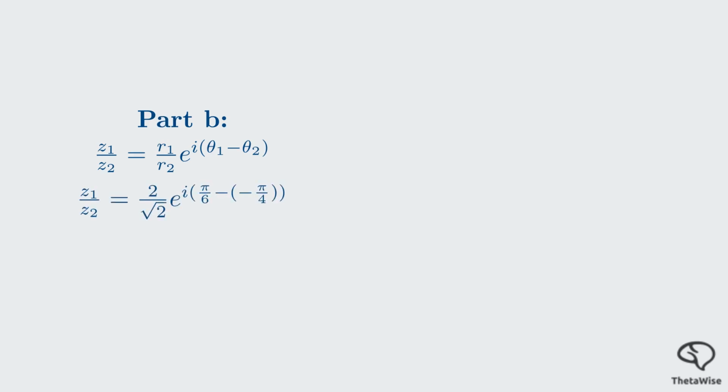For part B, we use the division rule for Euler form. We divide the moduli and subtract the arguments. Substituting our values, z1 divided by z2 equals 2 over root 2, e to the i times pi over 6 minus negative pi over 4. 2 divided by root 2 is root 2.